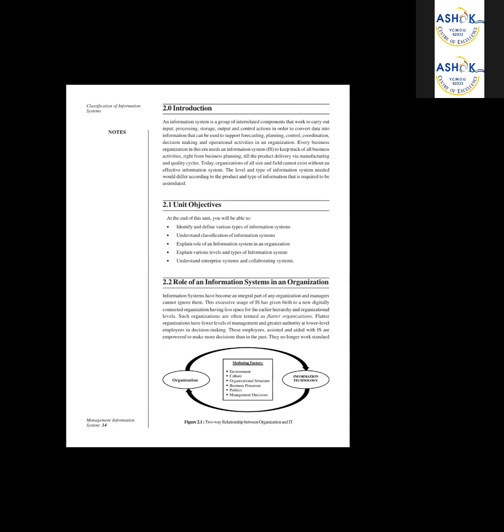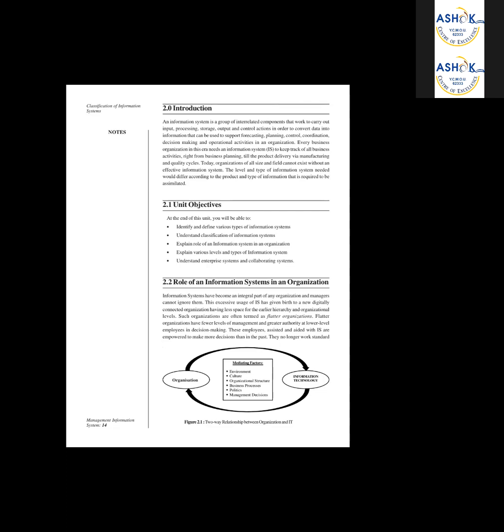In this chapter, the main objectives are: first, identify and define various types of information systems. Second, understand classifications of information systems. Third, explain the role of an information system in an organization. Fourth, explain various levels and types of information systems. And fifth, understand enterprise systems and collaboration systems.